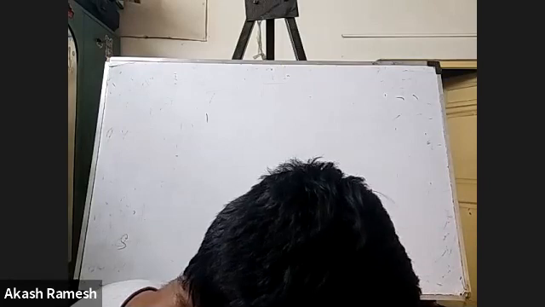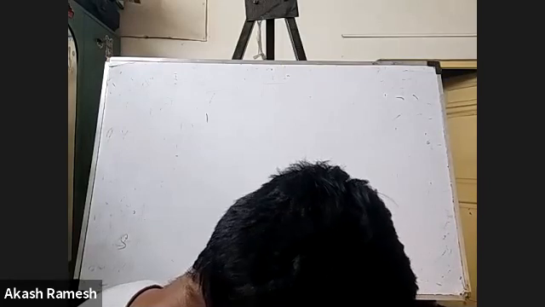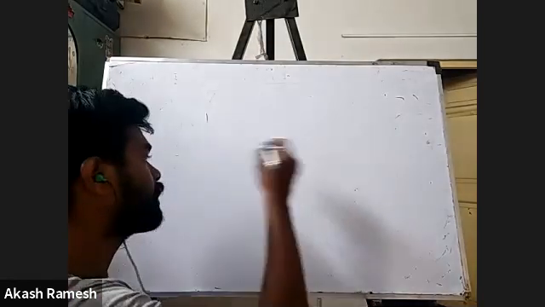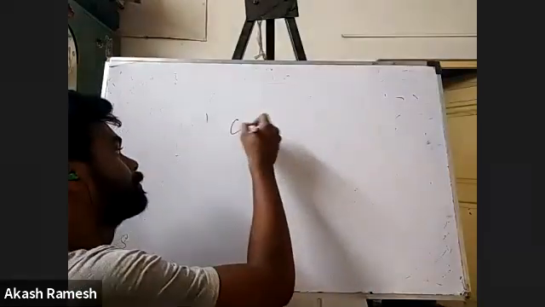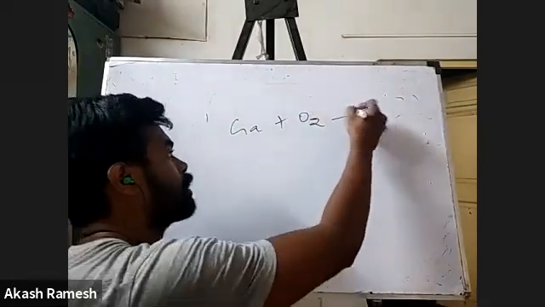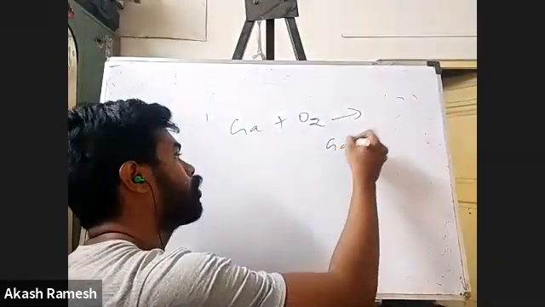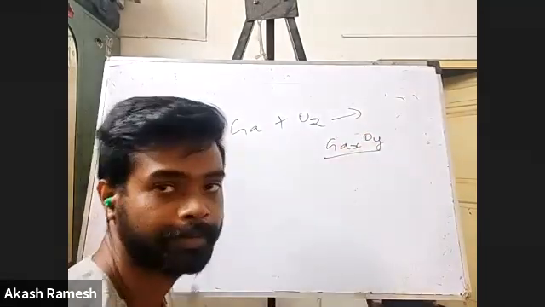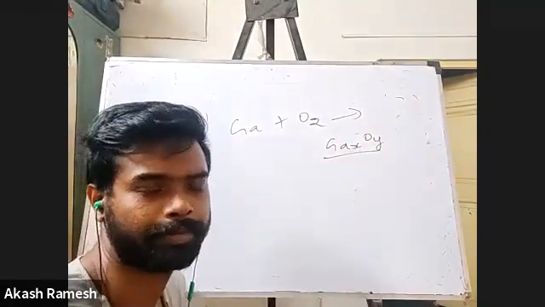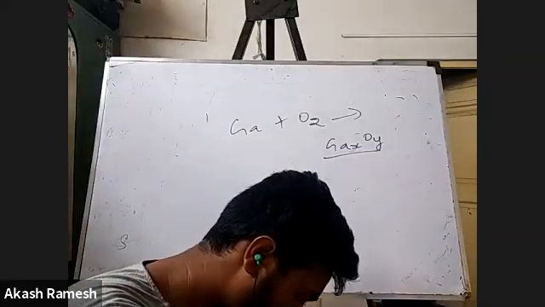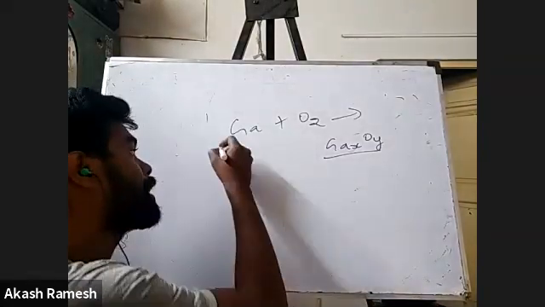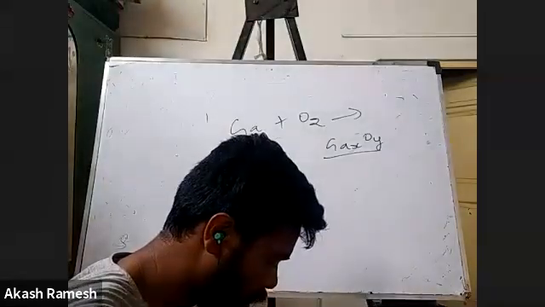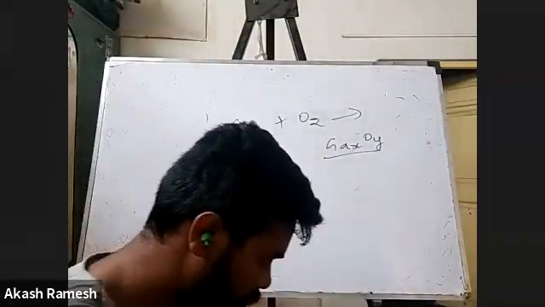Actually, this is a similar problem. I can do it here itself. Fine. So they have given that gallium reacts with oxygen to form GaXOY. We don't know the formula. What they have given is 1.25 grams of gallium reacts with some amount of oxygen.